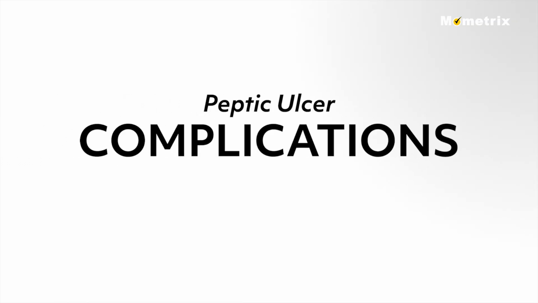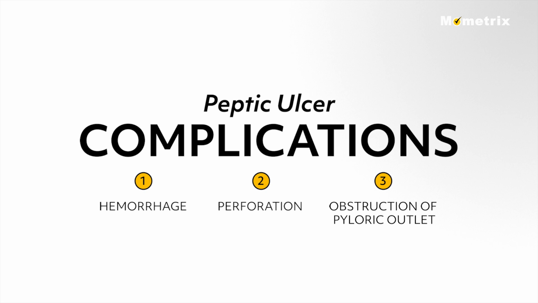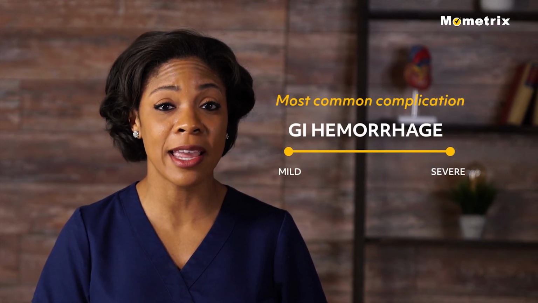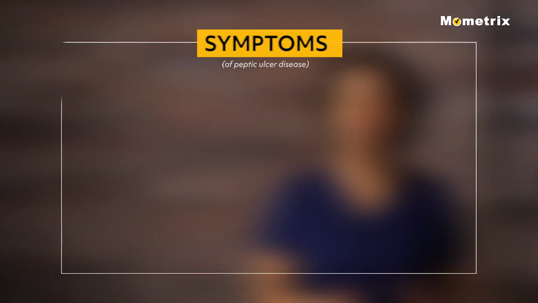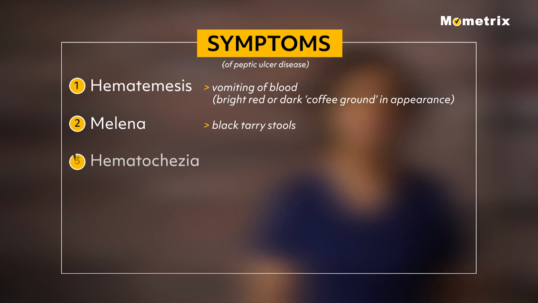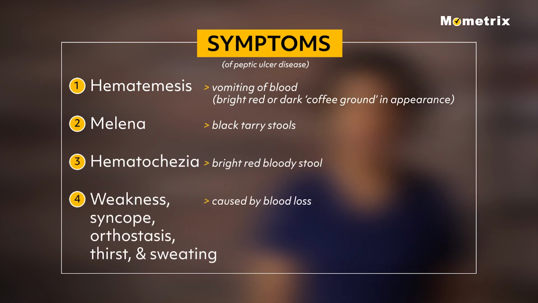The major complications of peptic ulcer disease include hemorrhage, perforation, and obstruction of the pyloric outlet. The most common complication is mild to severe GI hemorrhage. Symptoms include hematemesis, vomiting of blood, either bright red or dark, coffee ground in appearance, melena, black tarry stools, hematochezia, bright red bloody stool, and weakness, syncope, orthostasis, thirst, and sweating caused by blood loss.